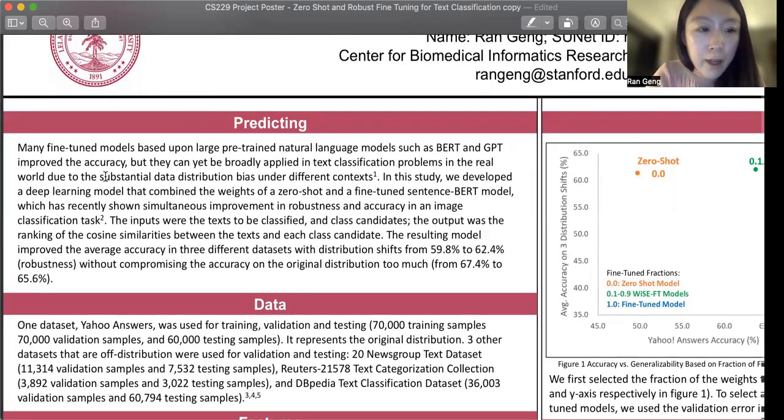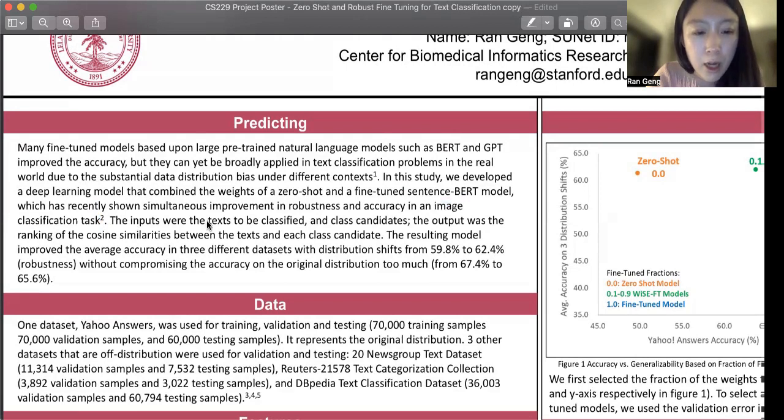In this study, we developed a deep learning model that combines the weights of a zero-shot model, which is generalizable, and a fine-tuned model that's more accurate. Both of these models are based on sentence BERT, which is a pre-trained natural language model that's tailored for sentence-based tasks. The combined approach has recently shown some interesting simultaneous improvement in both generalizability and accuracy in image classification tasks. This was presented in CVPR 2022, and we want to see whether that works in language models as well.